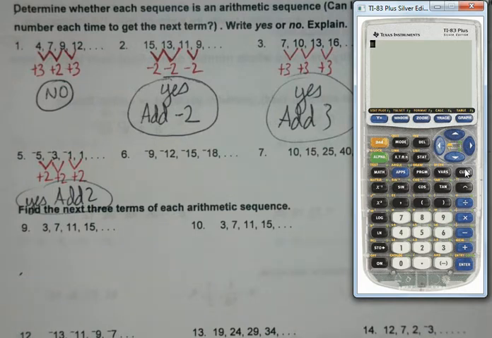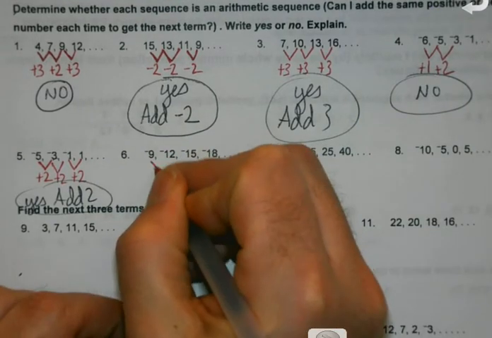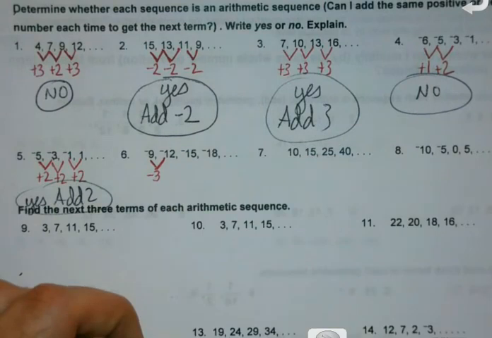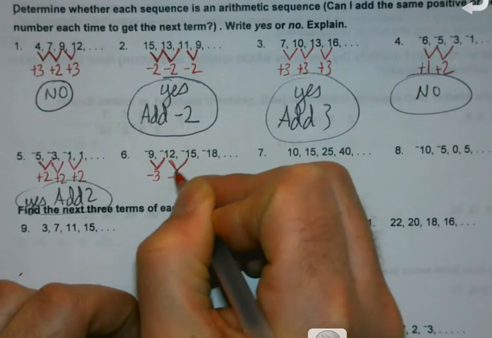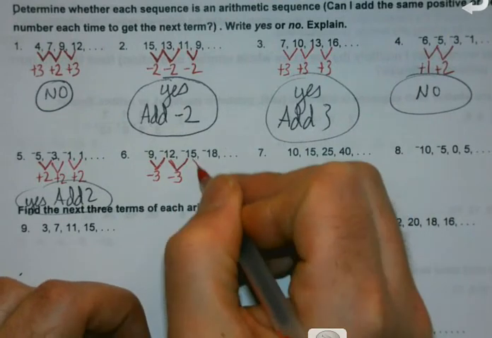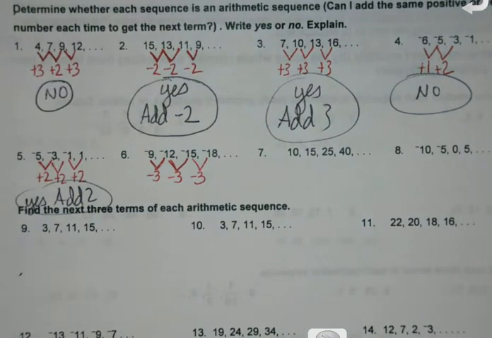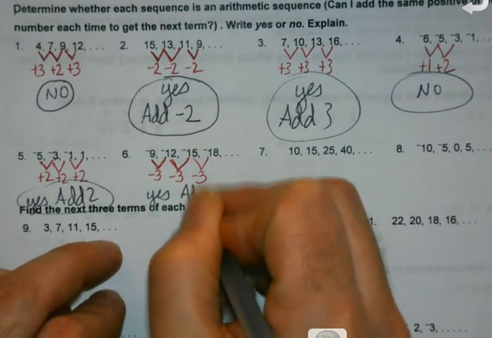Okay, what about 6? If I owe somebody $9 and now I owe him 12, it sounds like I borrowed $3 more. If I owed them 12 and now I owe them 15, again I owe them 3. But like we mentioned before, we never use subtract on these. If the numbers are all the same, I just say I add.